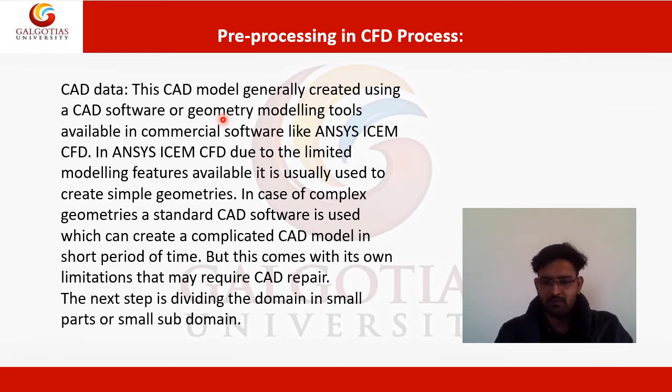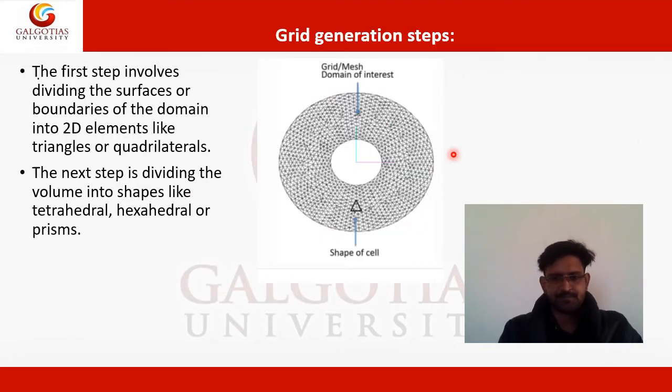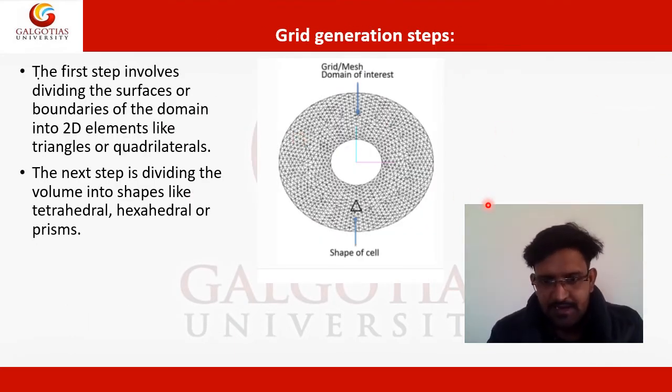Then we will do the model grid generation, and after the grid generation, we impose the boundary conditions, and finally it comes to the grid export. So this is the pre-processing in the CFD process. Now if you look, these are the grid generation steps.